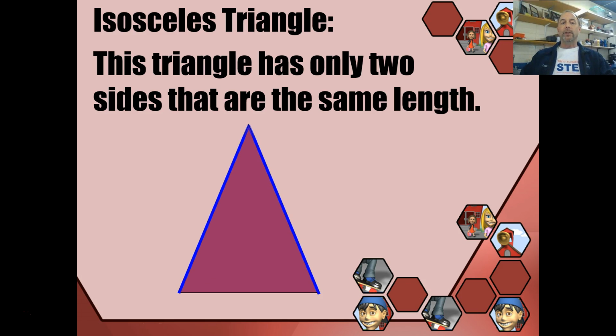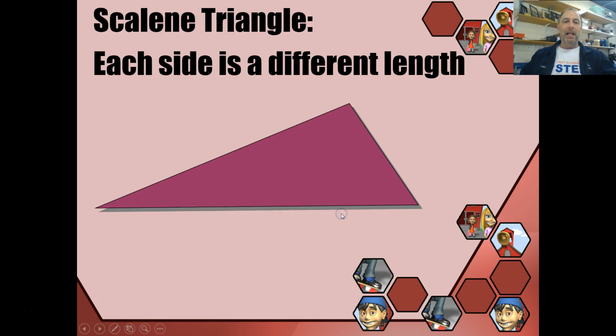Our next triangle is the isosceles. I-S-O-S-C-E-L-E-S. Isosceles. That's an S-E-C, not a hard C. Yes, it's an S-E-C. This triangle has only two sides that are the same length. Okay, this is your ice cream cone kind of triangle. If I turn this guy over and put a nice round sphere on top, boom, ice cream. Mint chocolate chip, please.